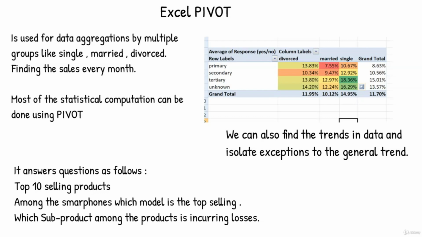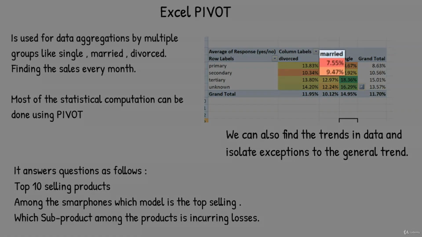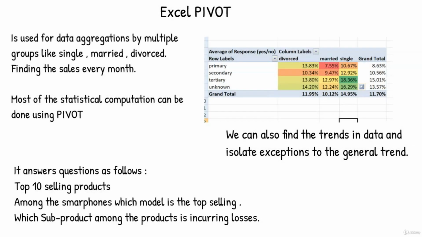Excel pivot helps to answer questions like, what are the top 10 selling products? Among the smartphones, which model is the top selling? Or which sub-product among the products are incurring losses? We can also find the trends in data and isolate the exceptions to the general trend. In the example of this pivot table, the red color is an exception, while the dark green and the yellow show the general trend. So let's do hands-on on the Excel pivot.